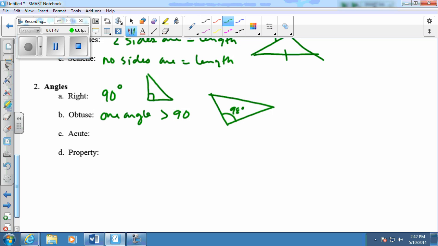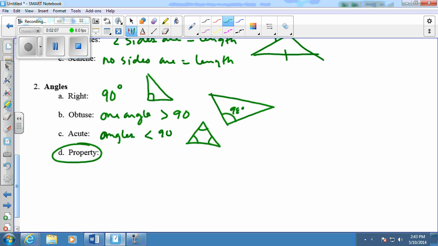An acute triangle is when we have angles that are all less than 90. So our equilateral would be that case because each of those angles are only 60. This property about angles of triangles we'll discuss in class.